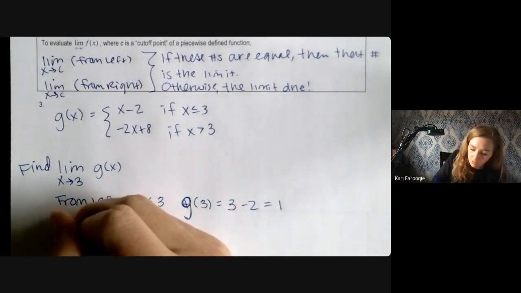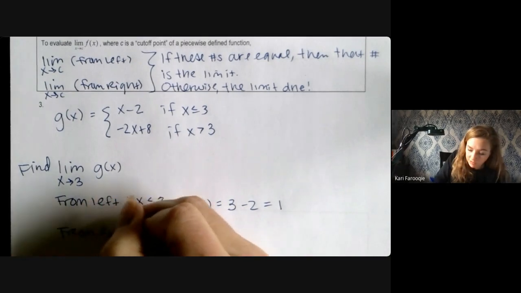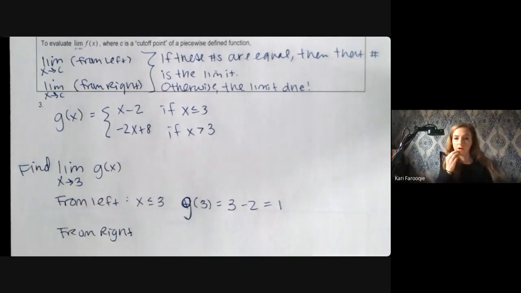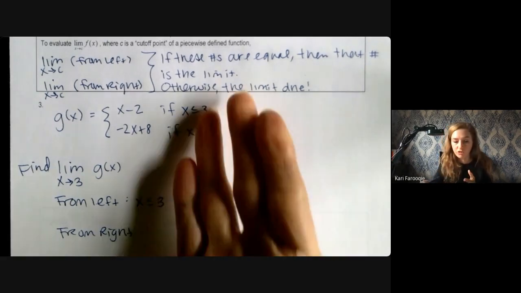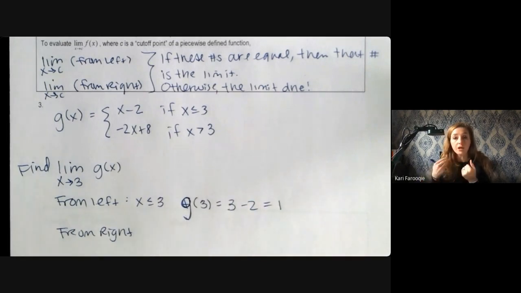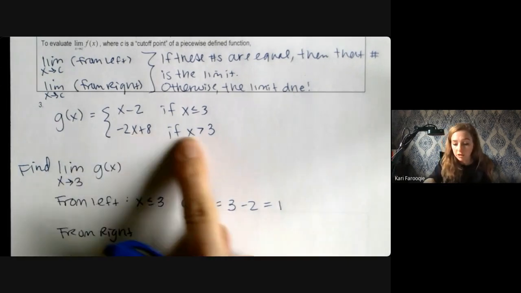Now we're going to look at this from the right. Now remember, we're not talking about the actual function value. If we were looking at the actual function value at 3, then we would just find g of 3, which we just did. But we're looking at the values of the limits, which means the values that y is approaching as x approaches 3. So when I actually do this from the right, now I'm going to use this definition.